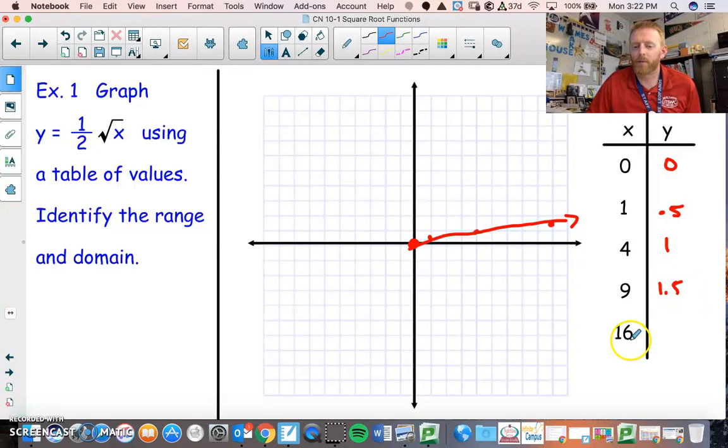I forgot to put in this one. The square root of 16 is 4, and half of 4 is 2. Okay, so notice that I did the square root of something first.